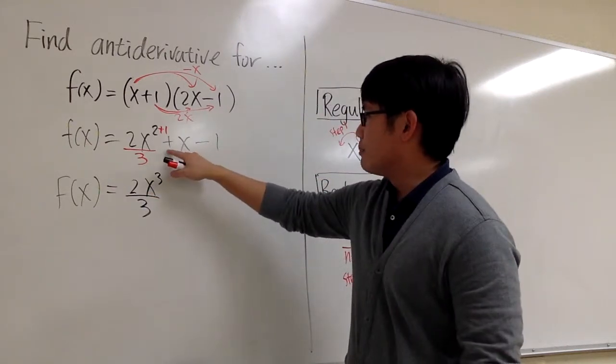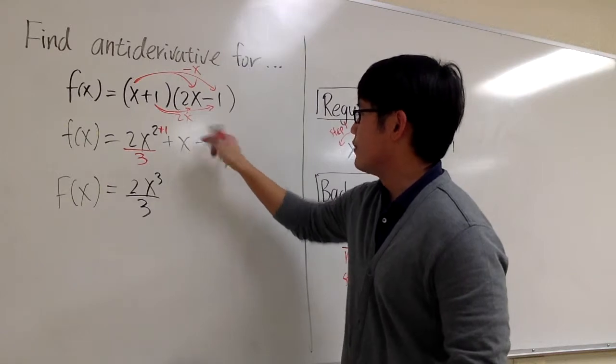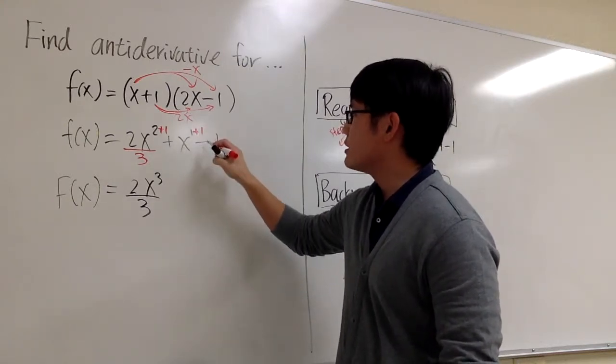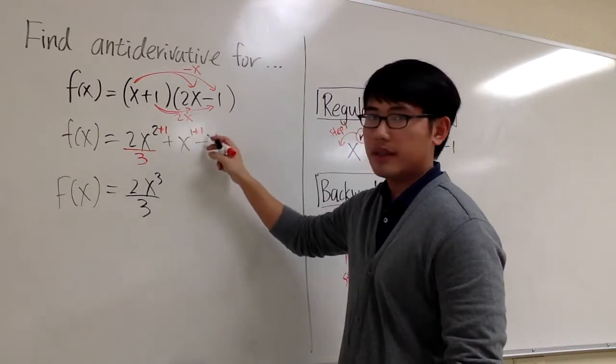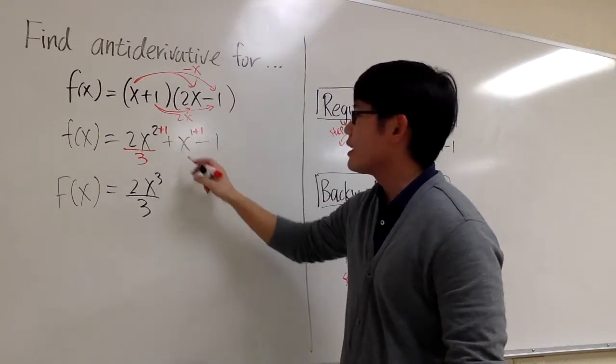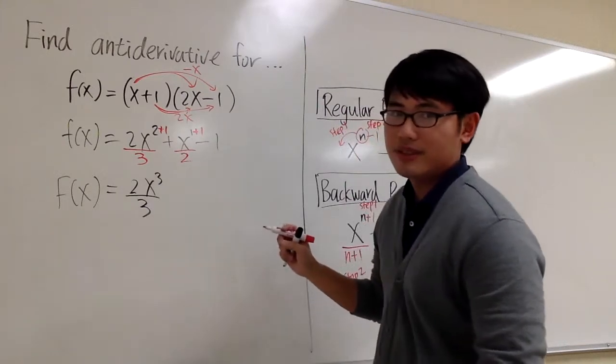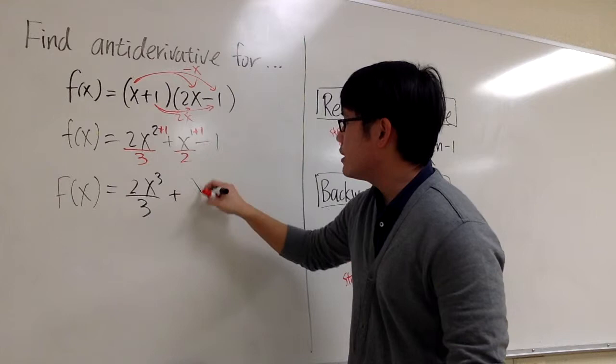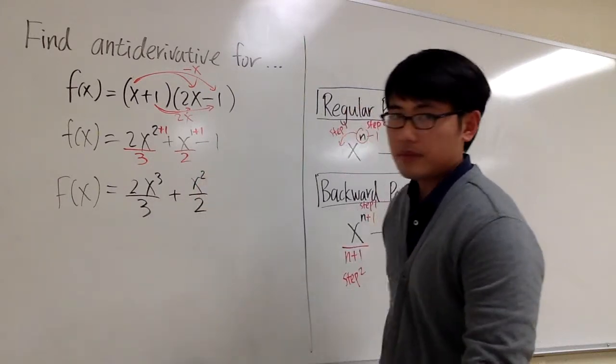For the next one, we have plus x. So this is x to the first power. And once again, we add 1 to the exponent first. 1 plus 1 is 2. That's the new exponent, and we divide by the new exponent. So here, we are going to get plus x squared over 2.